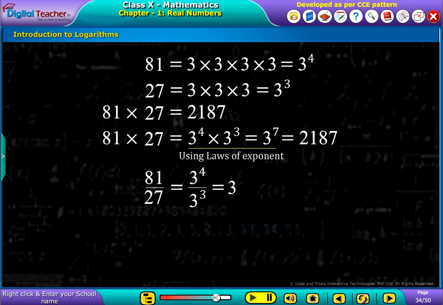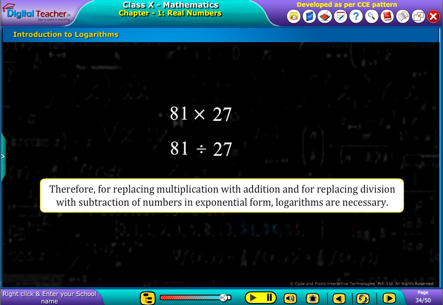Similarly, if we want to divide 81 by 27, we obtain the number 3 as per the laws of exponents. Therefore, for replacing multiplication with addition and for replacing division with subtraction of numbers in exponential form, logarithms are necessary.